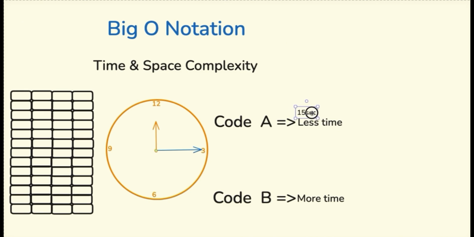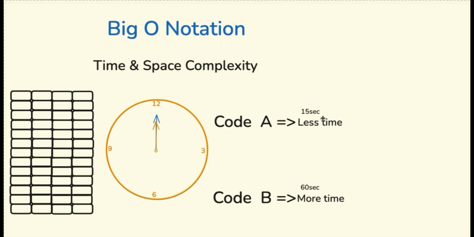Code A now runs for 15 seconds, right? And we have code B that takes more time to run. When you run code B, it runs for 60 seconds, right? So if you're working with time, code A is better.